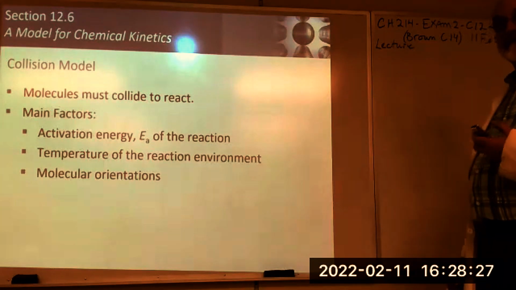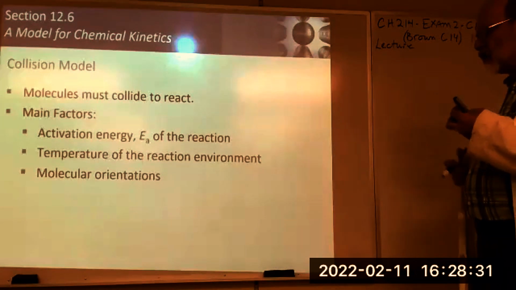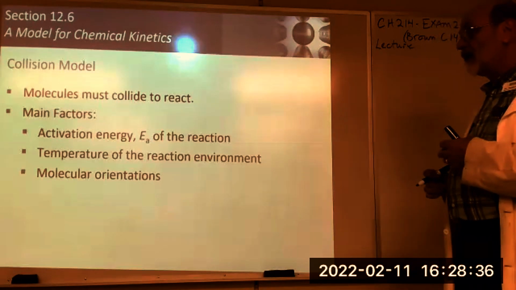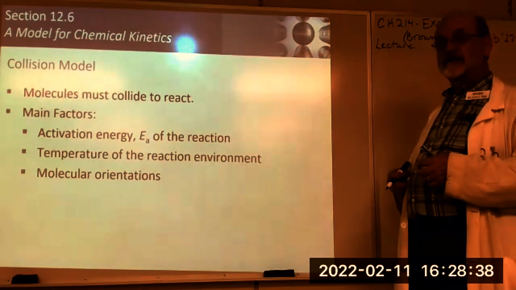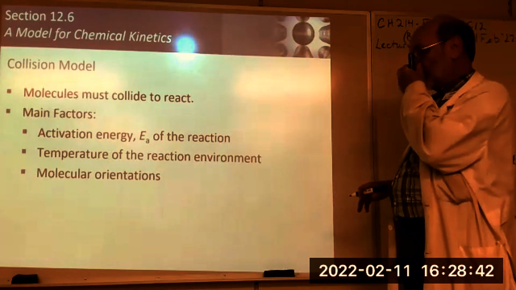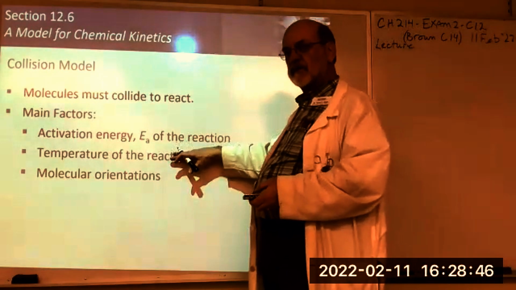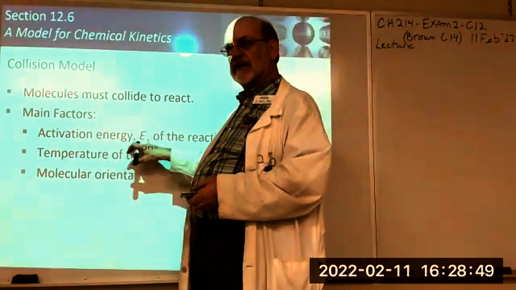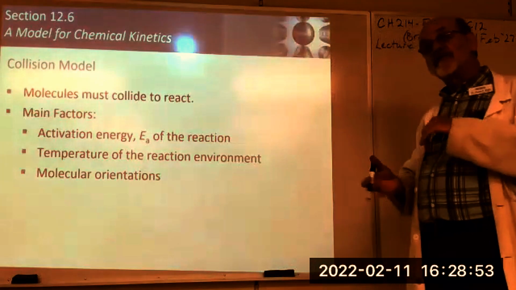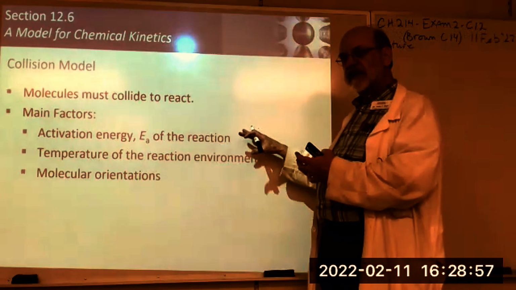The collision model. The collision model is one way of explaining why things happen the way they do. First of all, molecules have to collide to react. That's a given. If they don't collide, no reaction. And when they do collide, they have to have sufficient energy for the reaction. That's our activation energy. How much energy does it take to break bonds and reform them? You have to have a minimum amount of energy to get that to happen.